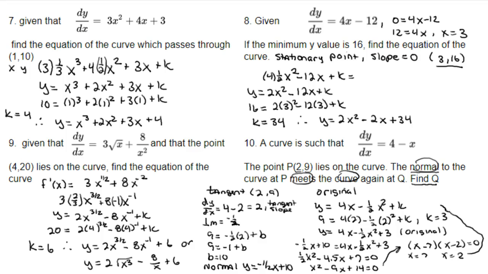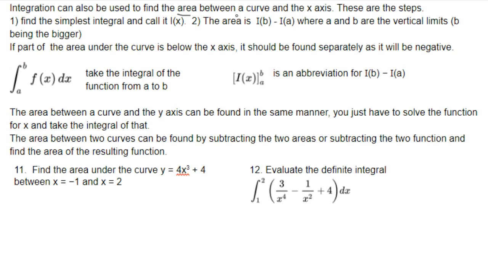Well, you'll notice I got x is equal to 2. That is already the point I know. That's the tangent point. Obviously, they have that in common. This is the other point that I need to know. That's 7, 6.5.